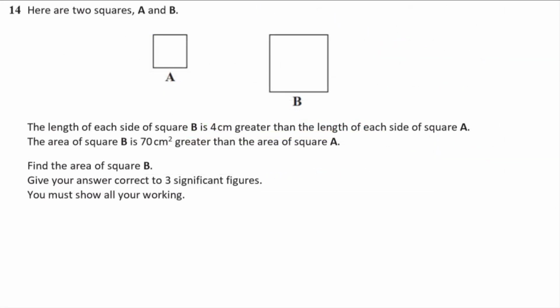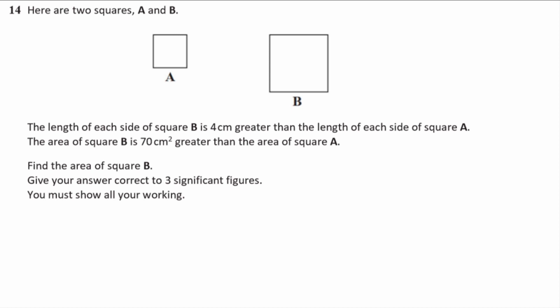Question 14. Here are two squares A and B. The length of each side of square B is 4 centimeters greater than the length of each side of square A. The area of square B is 70 centimeters squared greater than the area of square A. Find the area of square B. Give your answer correct to 3 significant figures. You must show all your work in.